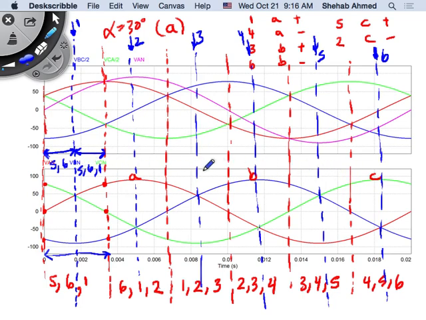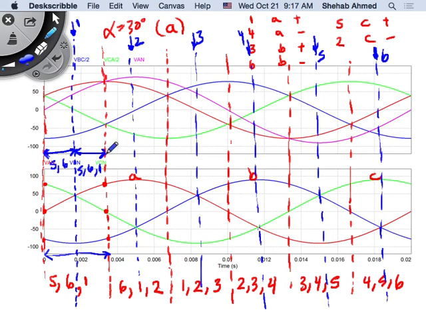I mean, 4 is what? 4 is A negative, right? And here A is positive, right? So A is pushing positive current through, so you cannot have the A negative be on. Okay? So here devices 5 and 6 are on. Here devices 5, 6, and 1 are on.